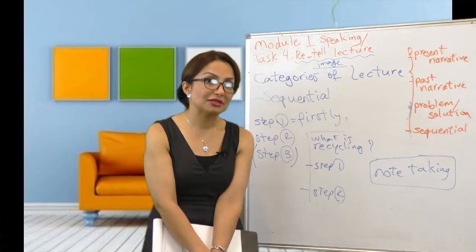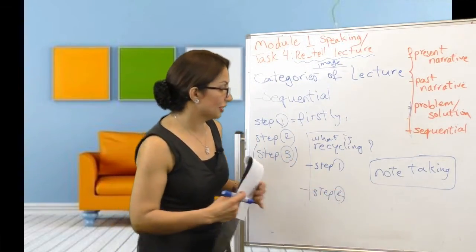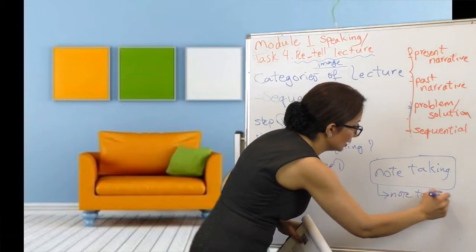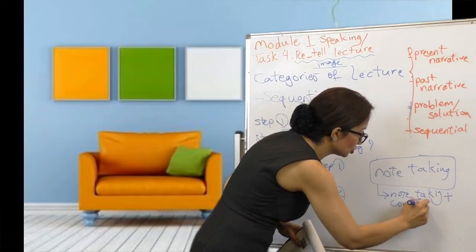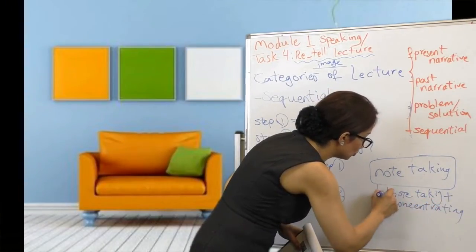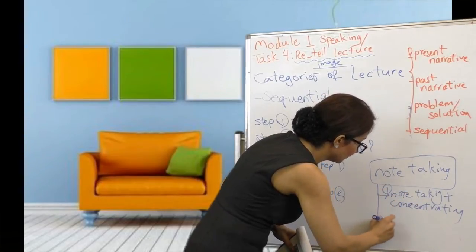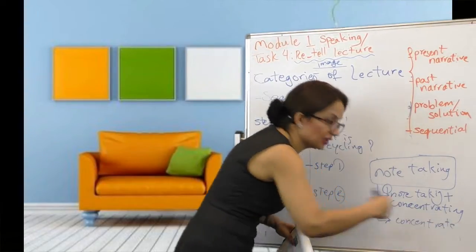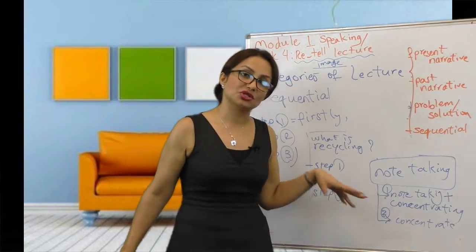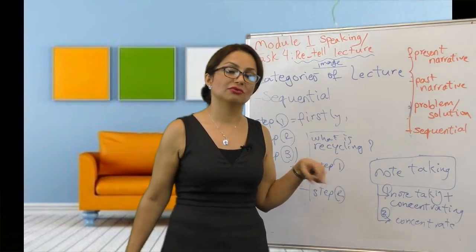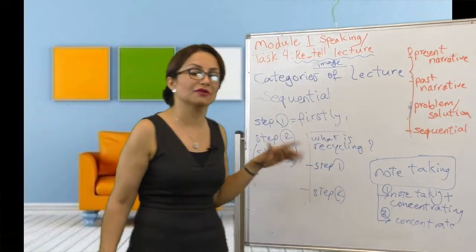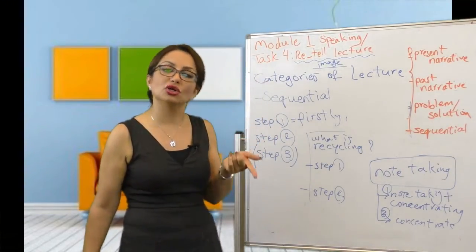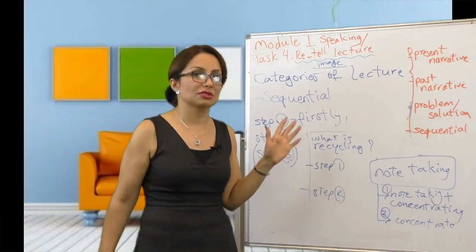If you are in the first category, note-taking and concentrating, you should know some tips. So group 1 can take notes and can concentrate. Group 2 can only concentrate, like me. So if you are in the first category, which means the candidates who can take notes and concentrate at the same time, you should know something. First of all, you need to use codes and abbreviations to take notes. You cannot write down everything because you cannot manage your time.